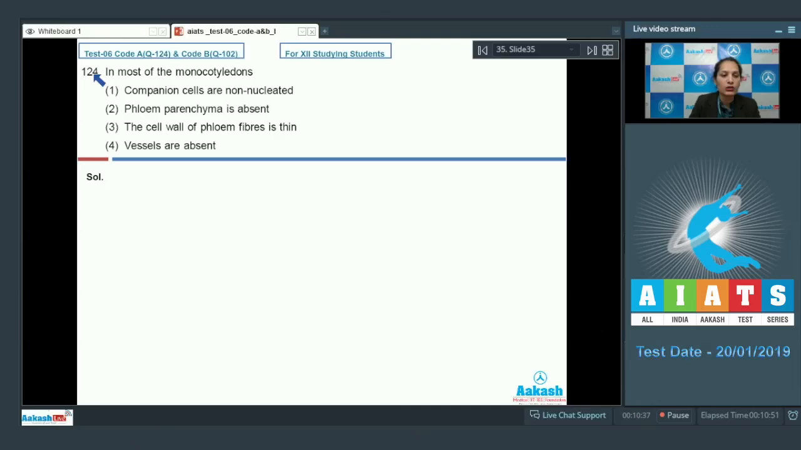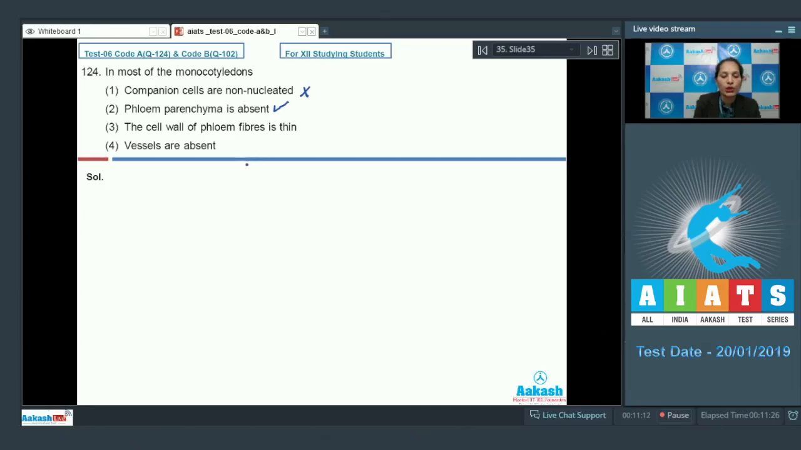Question number 124. In most of the monocotyledons, first option, companion cells are non-nucleated. Second, phloem parenchyma is absent. Third, the cell wall of phloem fibers is thin. Fourth, vessels are absent. In most of the monocotyledons, companion cells are non-nucleated? No. Companion cells are nucleated in all angiosperms as they carry the function of sieve tube elements.